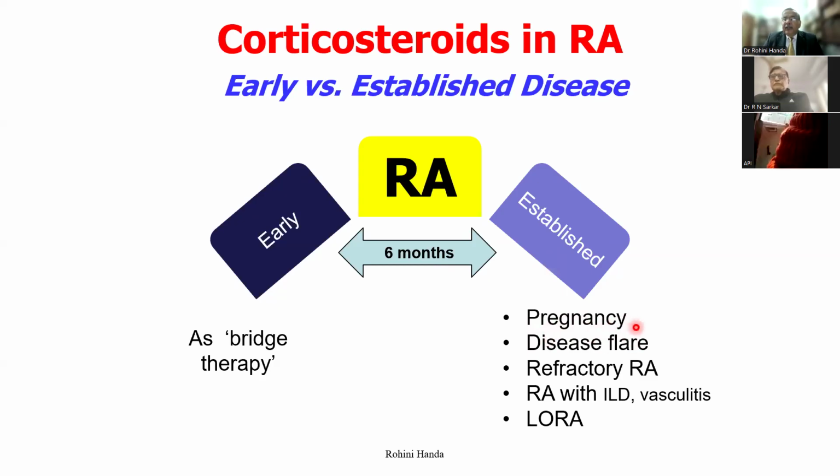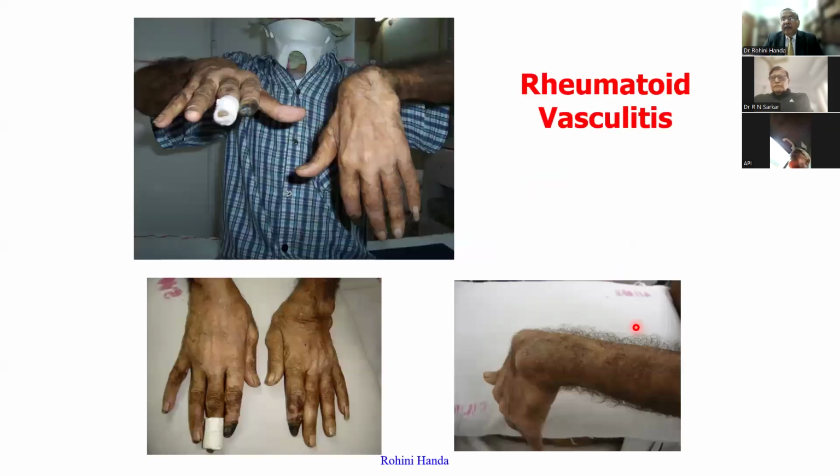You use it during certain situations like disease flare, exacerbations, in pregnancy, in refractory rheumatoid arthritis in order to maintain quality of life. Extra-articular rheumatoid, and I will walk you through some case scenarios. Rheumatoid with ILD, with vasculitis, and then a segment of population where rheumatoid starts after the age of 60, late onset rheumatoid arthritis, where corticosteroids can be invaluable.